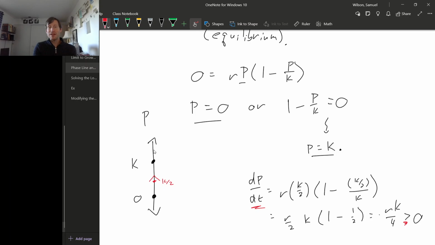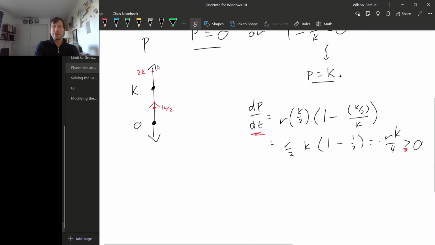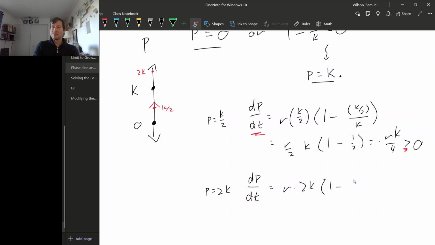If we started with a value bigger than k, say 2k, if we ran the whole argument again, we'd find that this differential equation gives us a negative result. Why don't we do that? So dp dt, this one was up here when p is k over 2. Now we're doing when p is 2k. So we get r times 2k times 1 minus 2k over k. So this is minus 2kr. And it's negative, right? So if we start above the carrying capacity, then our population will decrease. So I'll draw this arrow going down.